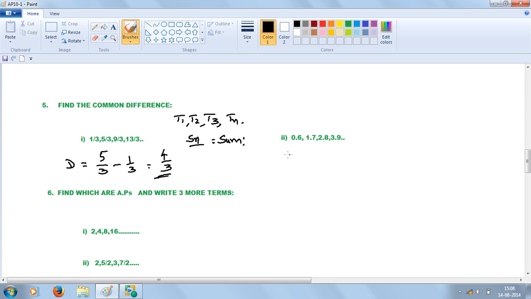What about this next problem? d is equal to 1.7 minus 0.6, which is equal to 1.1. In this case, 2.8 minus 1.7 is also 1.1. Okay, here also it is 1.1. So d is 1.1.